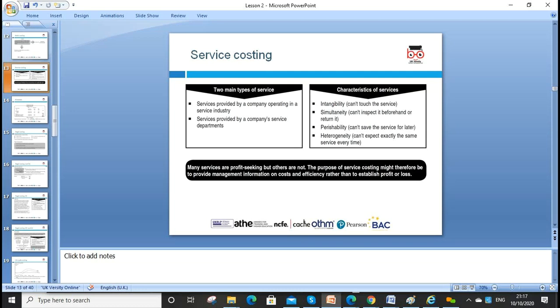Heterogeneous: service can't be standardized. It varies because of human nature. Sometimes you're happy coming from home and you provide a good service to clients, so we need to make sure of that. And if you're angry with someone, then of course the service will drop as well, and we need to be well aware of that.